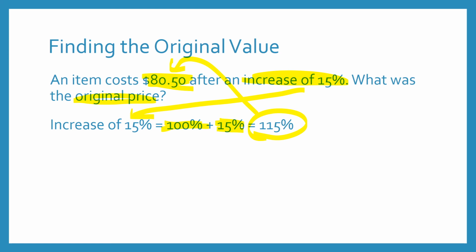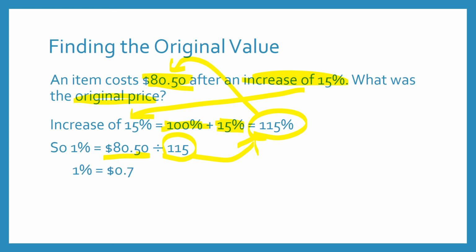So we can find what 1% would be. 1% of the original item is what we currently have divided by 115. So we currently have 80.5, and we're dividing it by 115, which is this percentage here. So then we get 1% equals $0.7. To get to 100%, we multiply 1% by 100, so that becomes 100 times 0.7, which ends up being $70. So $70 was increased by 15% to give us $80.50.